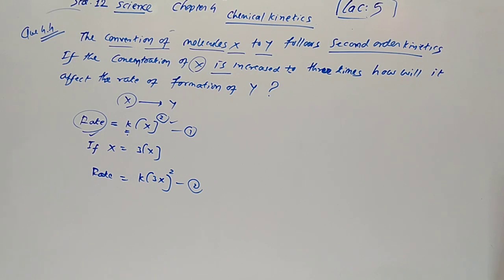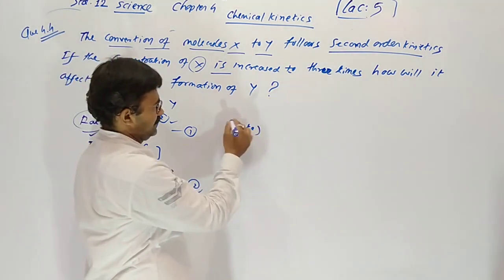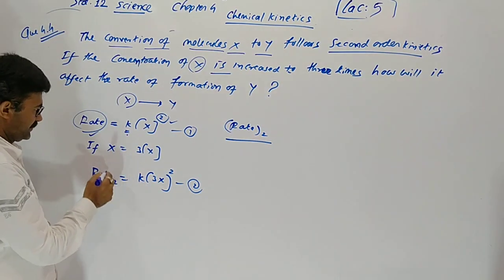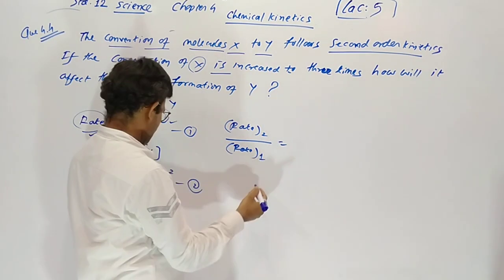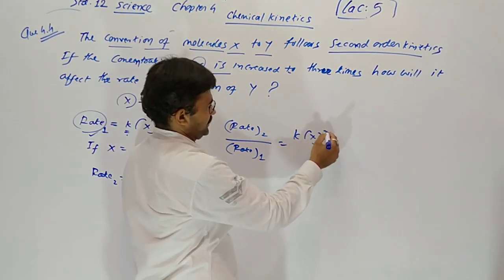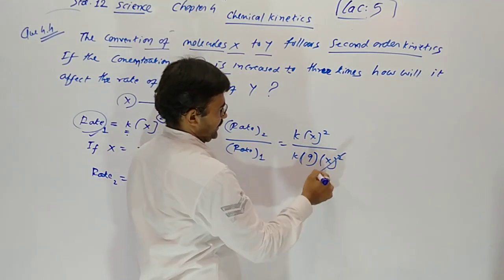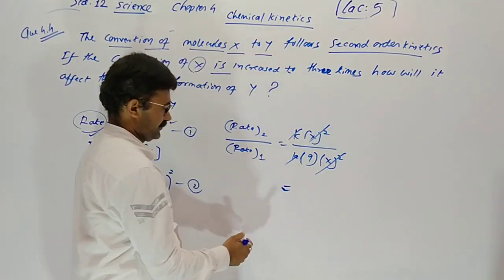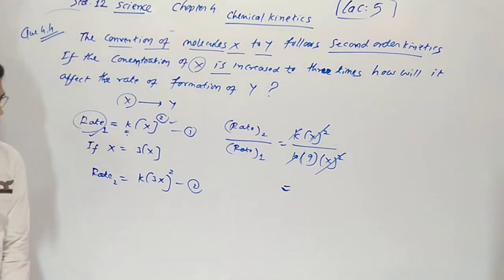Now divide equation second by first. So the rate became 9 times. Rate in the second stage over rate in the first stage is K into 9 times X squared over K X squared. So the initial rate became 9 times.